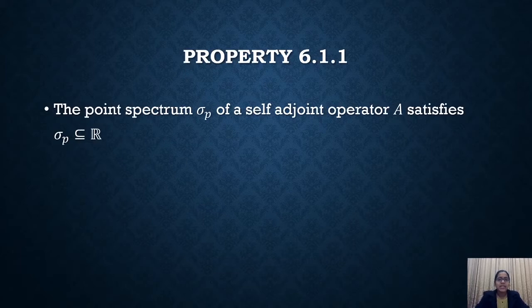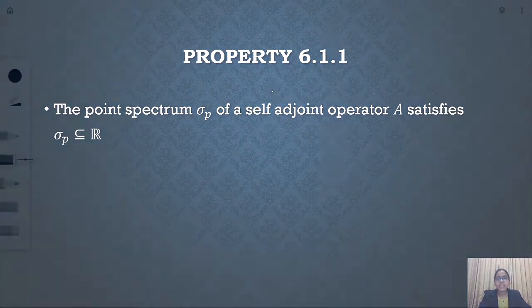Now let's see the first property: the point spectrum of a self-adjoint operator satisfies the condition that sigma_p is contained in R. That is, if you are considering the point spectrum of a self-adjoint operator, then the point spectrum will always contain only real numbers. So that is the first property. Let's see how we can prove that. It's a very simple proof. The properties can be proved very easily.